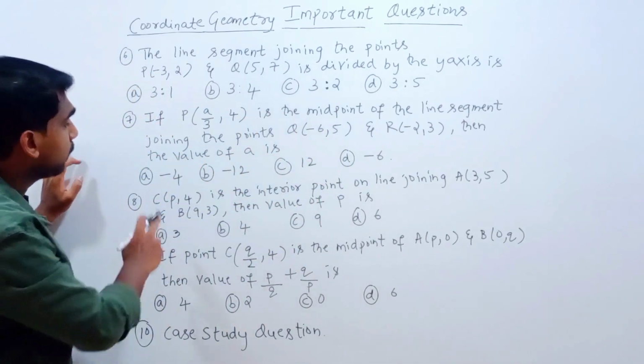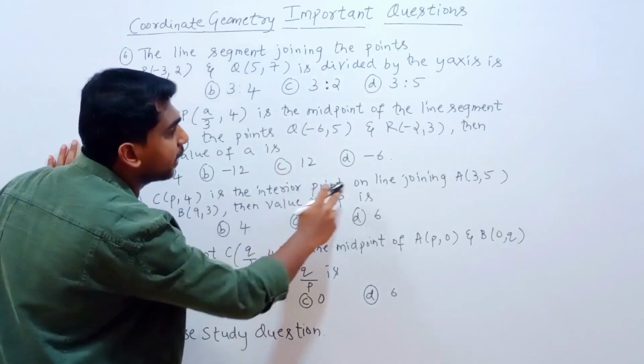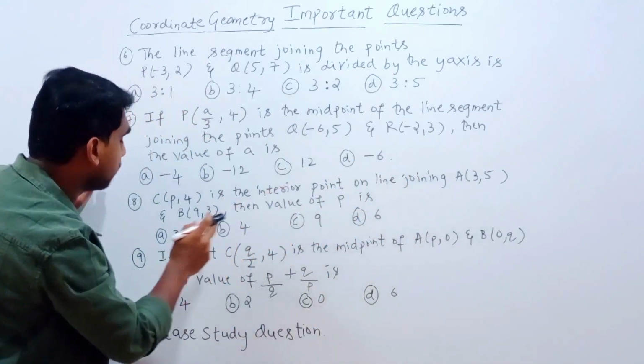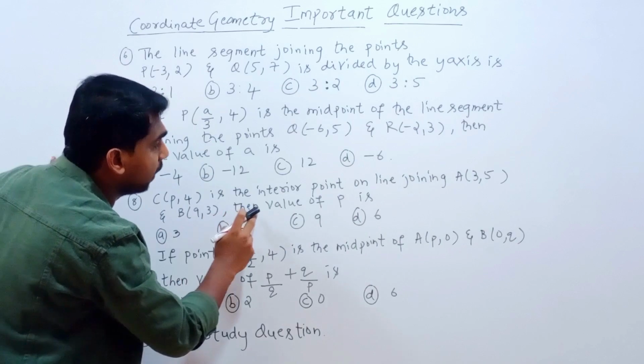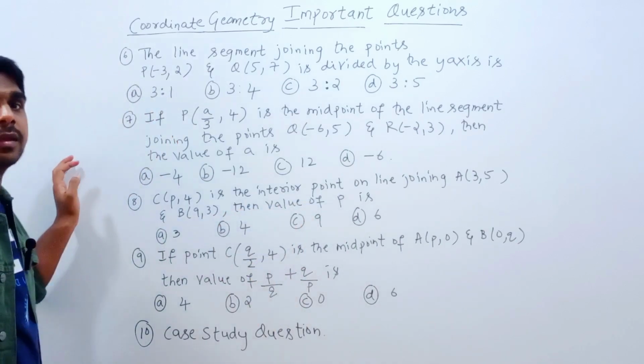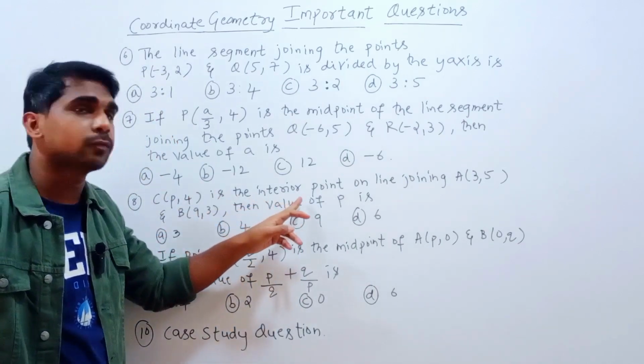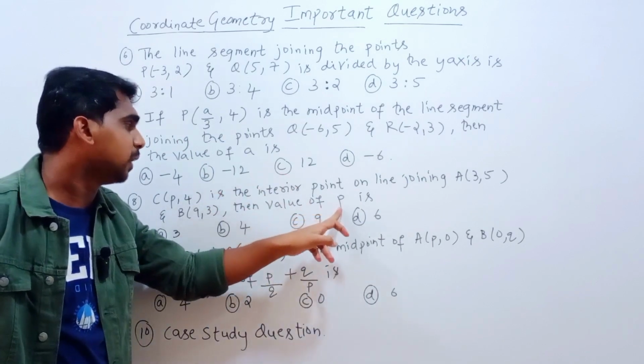Now eighth question. C(p, 4) is the interior point on the line joining A(3, 5) and B(9, 3). Then the value of p is. Here also if you apply the section formula, we will know the value of p.